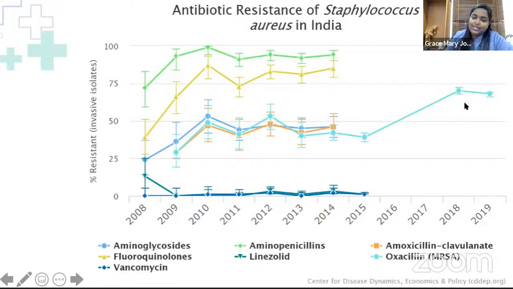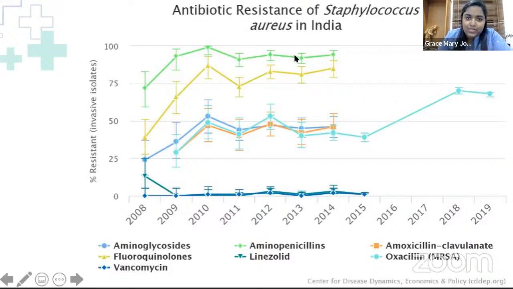And you can see that the resistance for Staphylococcus aureus, which can usually be sensitive to fluoroquinolones and aminoglycosides, and amoxicillin and ampicillin and everything, is such that almost 90 to 100% of this species that we isolate in India are resistant. That means no amoxicillin, no levofloxacin is going to work for Staph aureus in India soon, right?